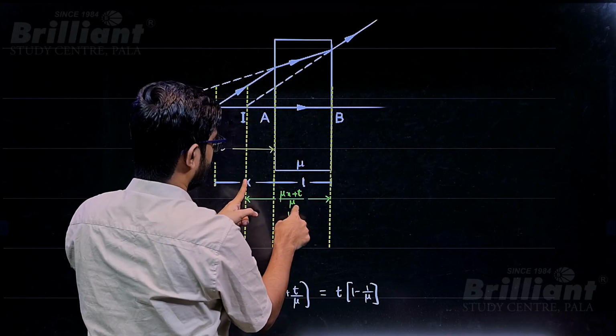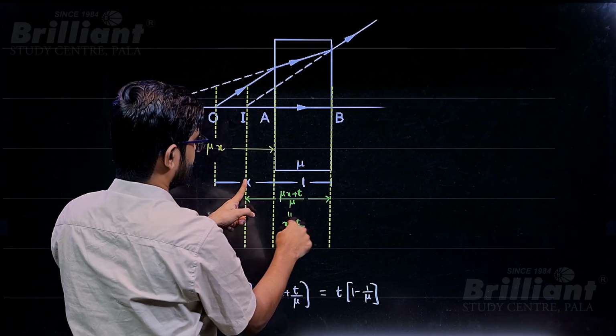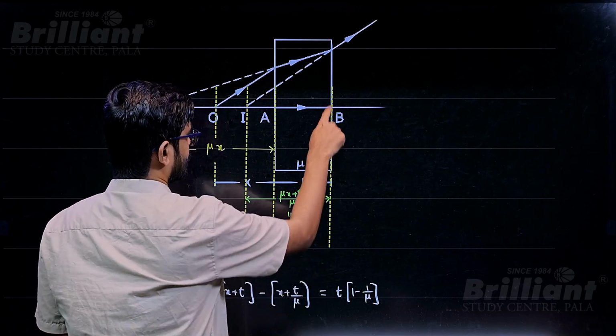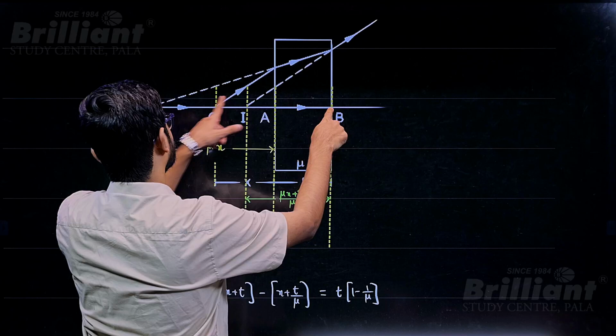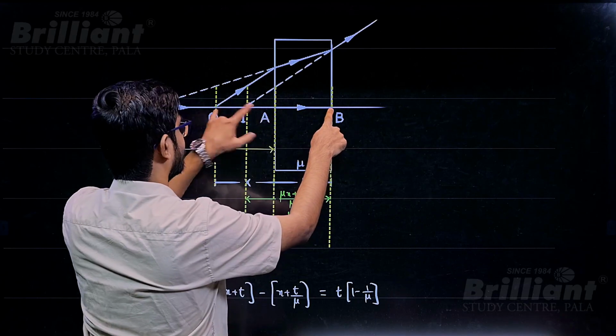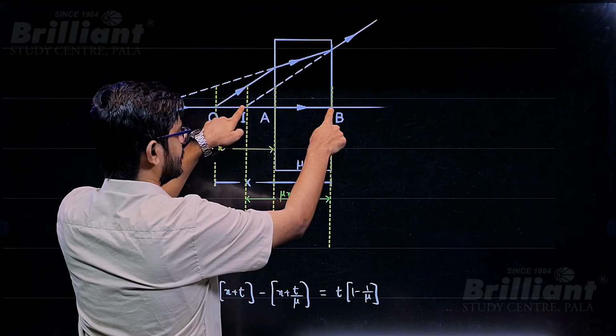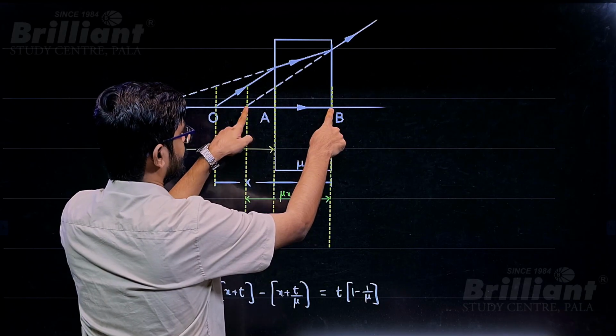T plus mu x by mu, which is x plus T by mu. So x plus T by mu from here. So what was the actual distance from here? T plus x. The actual distance is T plus x, but the final image distance is x plus T by mu. So what is the shift?